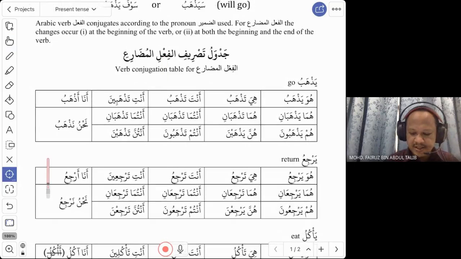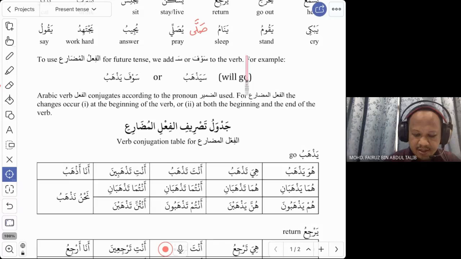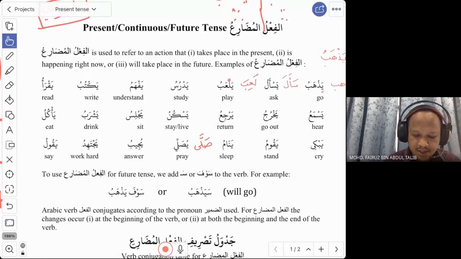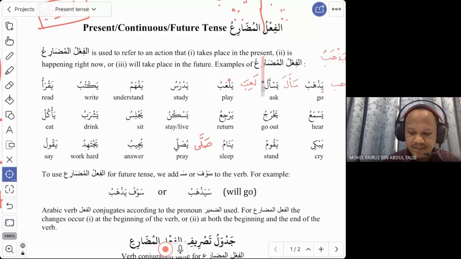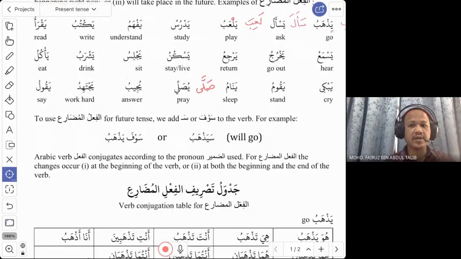Okay. So to understand that, we will need to see the changes. This is similar to the one that you have seen in fi'il madi. But before we look at this, there is another point that you need to understand for this topic. Previously I said that fi'il mudhari' is used for the one that takes place in the present or the one that is happening right now. But you can also use it for something that will take place in the future, for future tense.